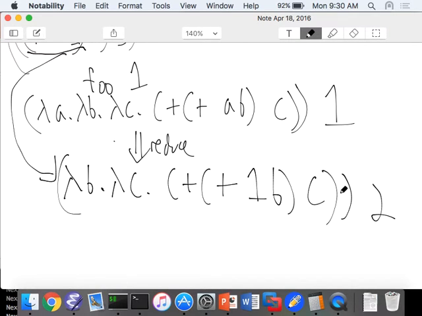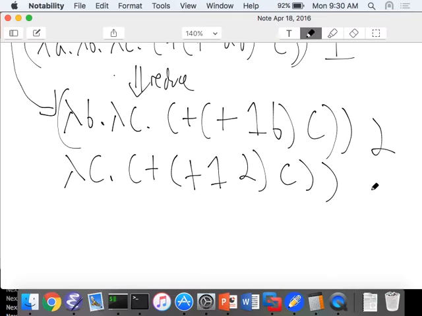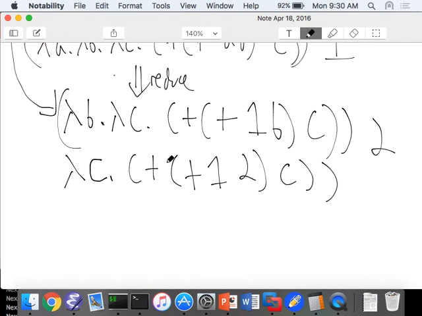So what do I do then here? Replace B with 2. Replace B with 2 inside this body here? Yep. So I'm going to have lambda C dot plus, let's go plus 1, 2, C. Shouldn't use C. My parentheses sometimes look like C's. Okay, that didn't really help.